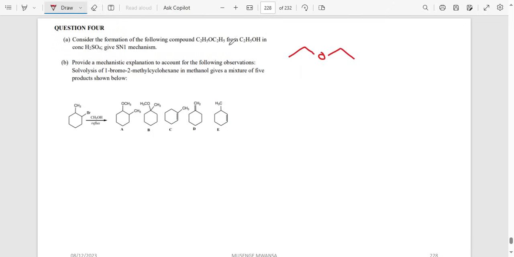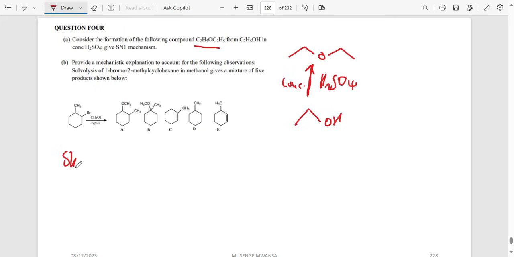So this is the compound that we are forming. This one is an ether, and we are forming it from C2H5OH. So we are forming it from an alcohol, and we are using concentrated sulfuric acid. So then we want to give the SN1 mechanism.